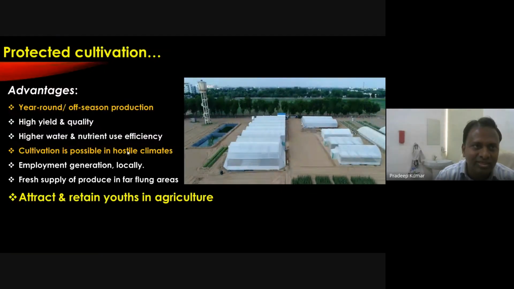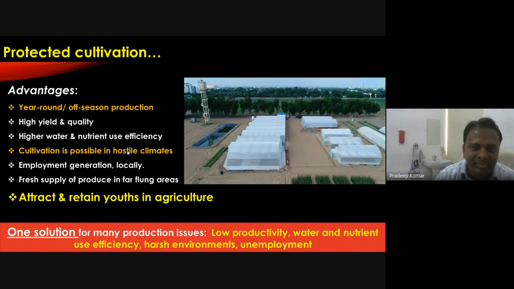So I'm not going into detail about the advantages, you all know them. But I consider greenhouse cultivation or protected cultivation to be one solution that deals with multiple issues or problems. It is one solution for low productivity, for example in difficult areas, for water and nutrient use efficiency, if we intend to enhance it, and for harsh, hostile climatic conditions, whether it's the Leh Ladakh region, a cold desert, or the hot desert of Rajasthan. And it offers employment opportunity. This is one area that is attracting youths and retaining youths in agriculture.